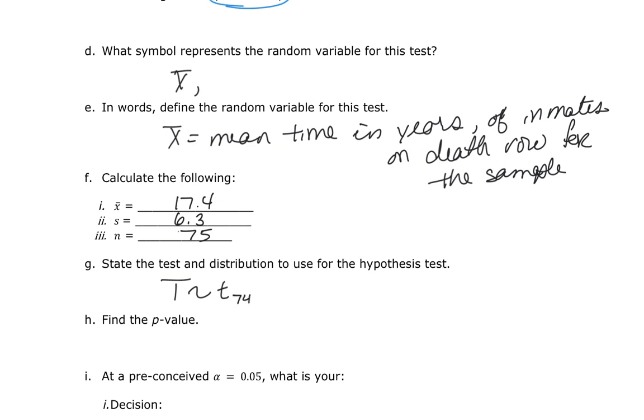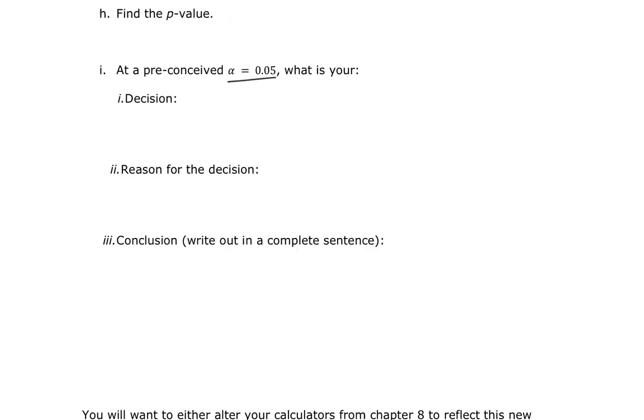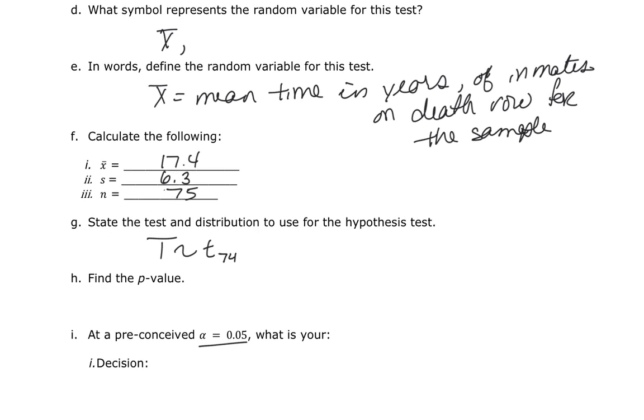Again, they're telling me my alpha is 0.05. So the spreadsheet I'm going to need is something like this, and we'll go over that spreadsheet in just a minute. The p-value. Okay, well, I'm going to use my t distribution. I'm going to use my alpha 0.05. I have my mu is 18.8. My X bar is 17.4. I'm going to put in my S of 6.3, and a sample size of 75.